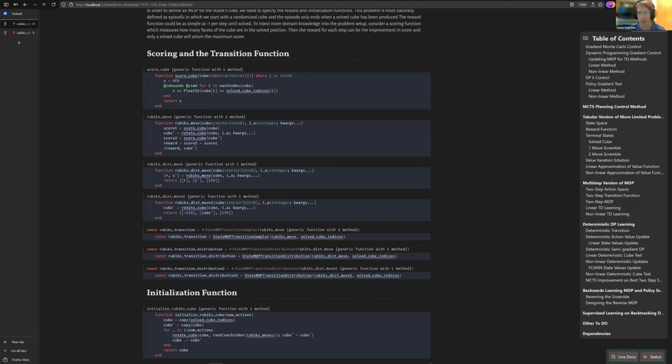So I don't know if anyone's run into this in trying to solve problems, but does anyone have any intuition of why it might be a bad idea to create a more dense reward function where we give it a reward based on the percentage of the cube that's solved?